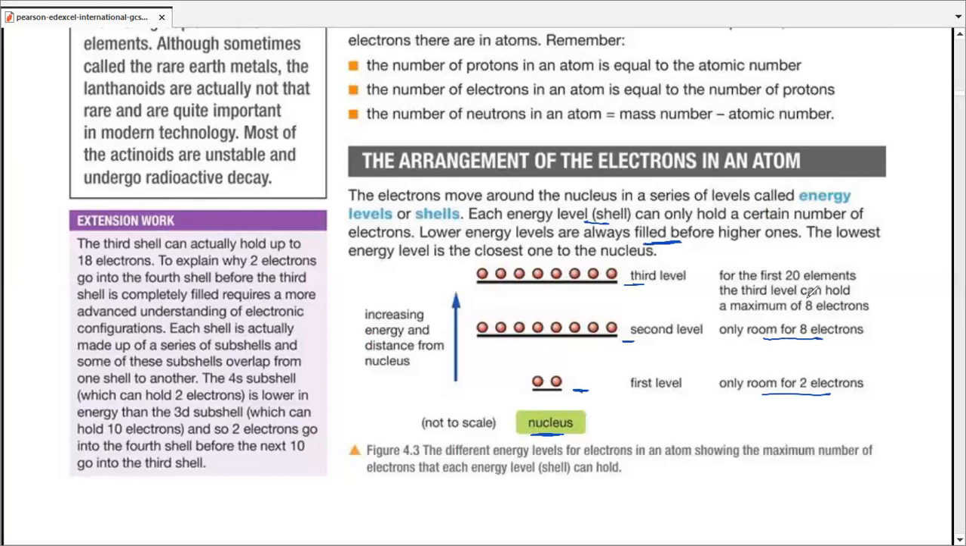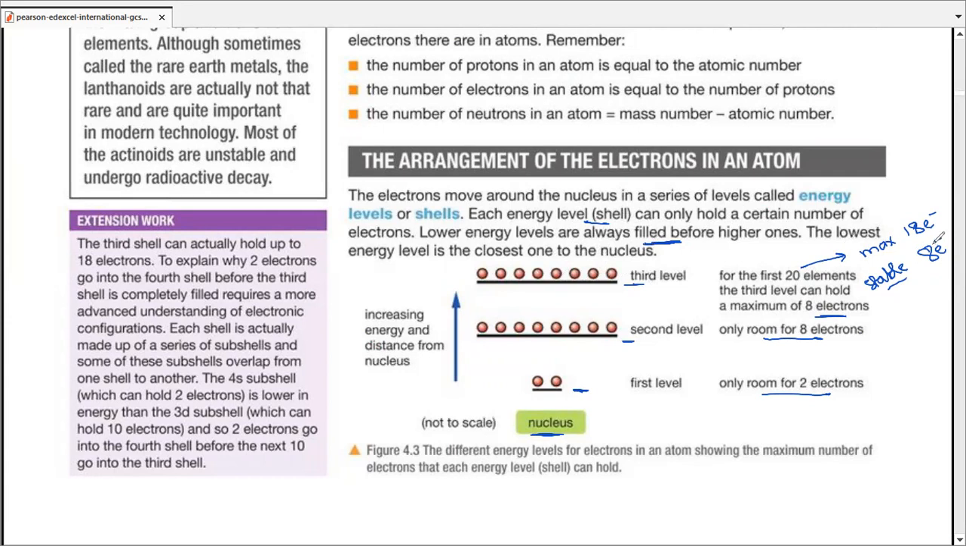For the first 20 elements, the third level can hold a maximum of 8 electrons. What does this mean? This means that actually it can hold a maximum of 18 electrons, but I'm going to simplify it by explaining that it becomes stable at 8 electrons. What do I mean by the word stable? When I use the word stable, it means that this level is now filled enough that you can start filling the next level before you completely fill up level 3. This means as soon as level 3 has 8 electrons, start filling level 4, and you can complete filling the third level afterwards.